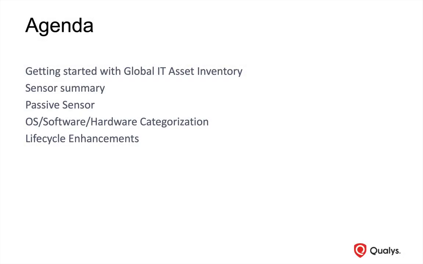In this video series, we're going to get started with Global IT Asset Inventory and give you a basic overview of what it does. The major objective is to provide visibility to your organization across all of your environments. We're going to give you a sensor summary. So what are the mechanisms that we use to collect the data that will populate into our platform? We'll talk a little bit more about the passive sensor and how we can get an idea of those devices that are connecting to our network that may be unmanaged.